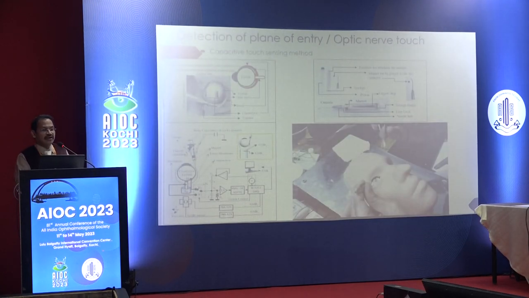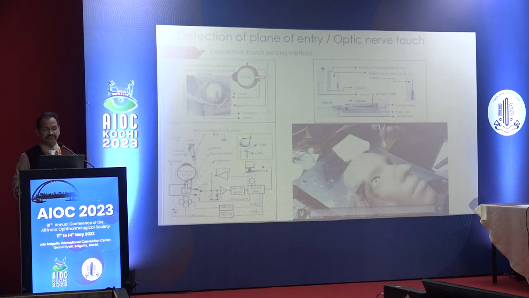Also, this simulator can detect the plane of entry, whether they are entering into the wrong plane, that is the subconjunctival plane, or into the correct plane, that is the subtenons. If they are entering into the correct plane, that is subtenons, then a green light will come, as I will show in a small video here.